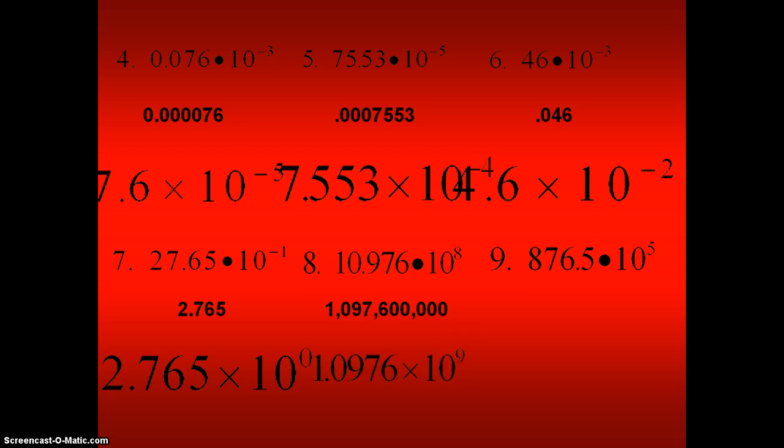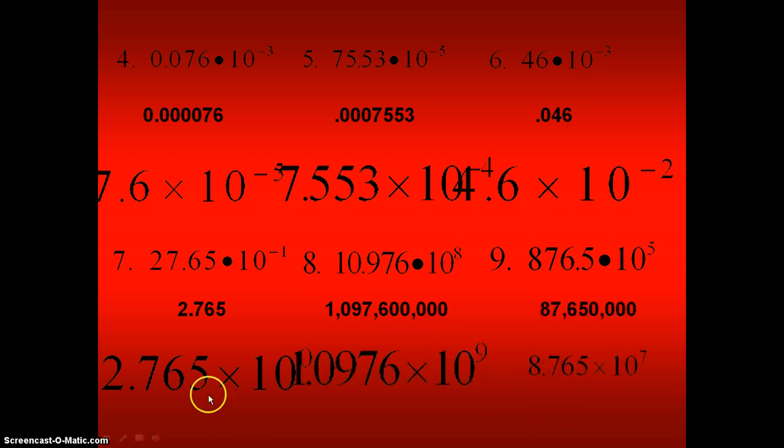Okay, and then number 9, oh, went a little too fast there. Turning it into standard form, you're going to have 87,650,000. And to get this into scientific notation form, you're going to swing that decimal place 7 spots to the left. So in scientific notation, it's 8.765 times 10 to the 7th power.